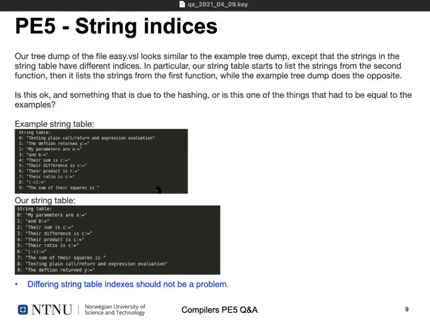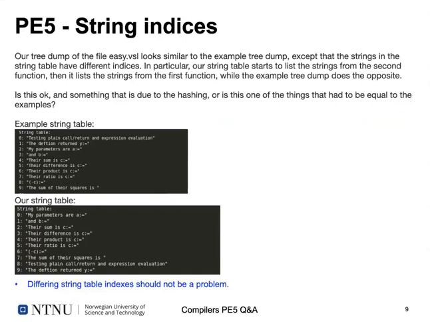All right, then we had something about string indexes, and I only had a quick look at that because that came relatively recently. So this group noticed that their tree dump of the file easy.vsl looks similar to the example tree dump, except that the strings in the string table have different indexes. In particular, the string table starts with, I think that's a typo, the list of the strings from the second function, then it lists the strings from the first function, and the example tree dump does the opposite.